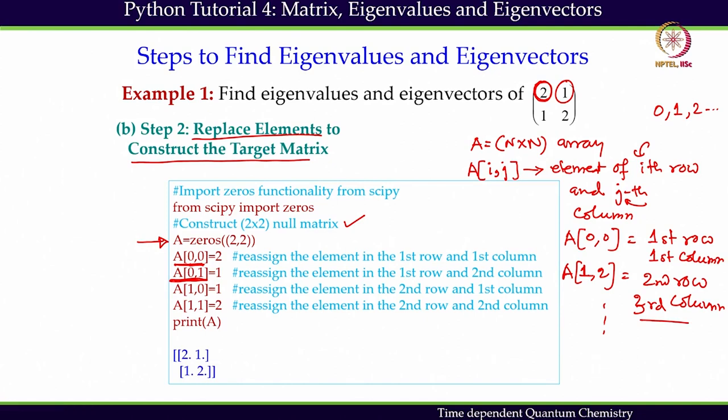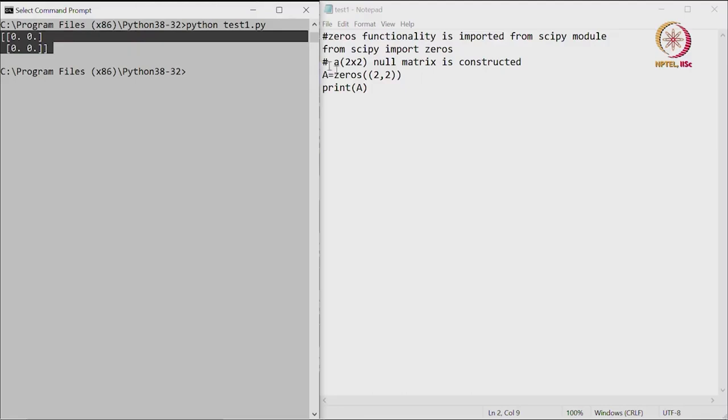So, similarly, A01, now it is going to be first row, second column. So, it is going to be here, this one. Then 10, second row, first column, this one. And A11 is going to be second row, second column, this value. And that is the way we are assigning, reassigning it. And if we print it, we will be able to see what we have assigned. So, let us go back to the laptop and find out how to do that.